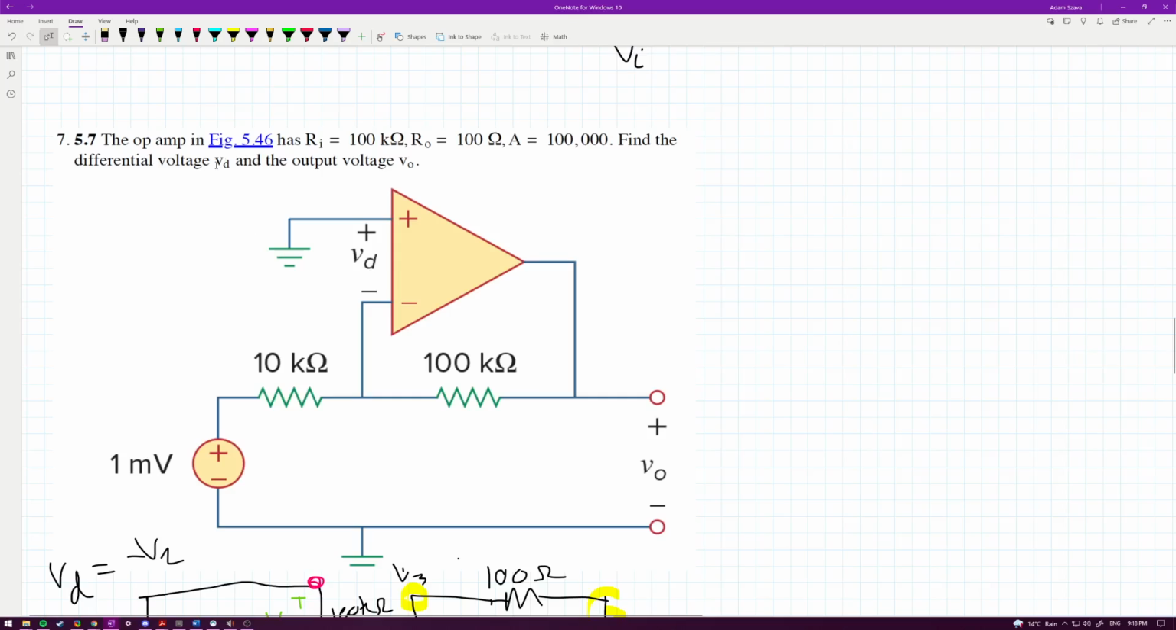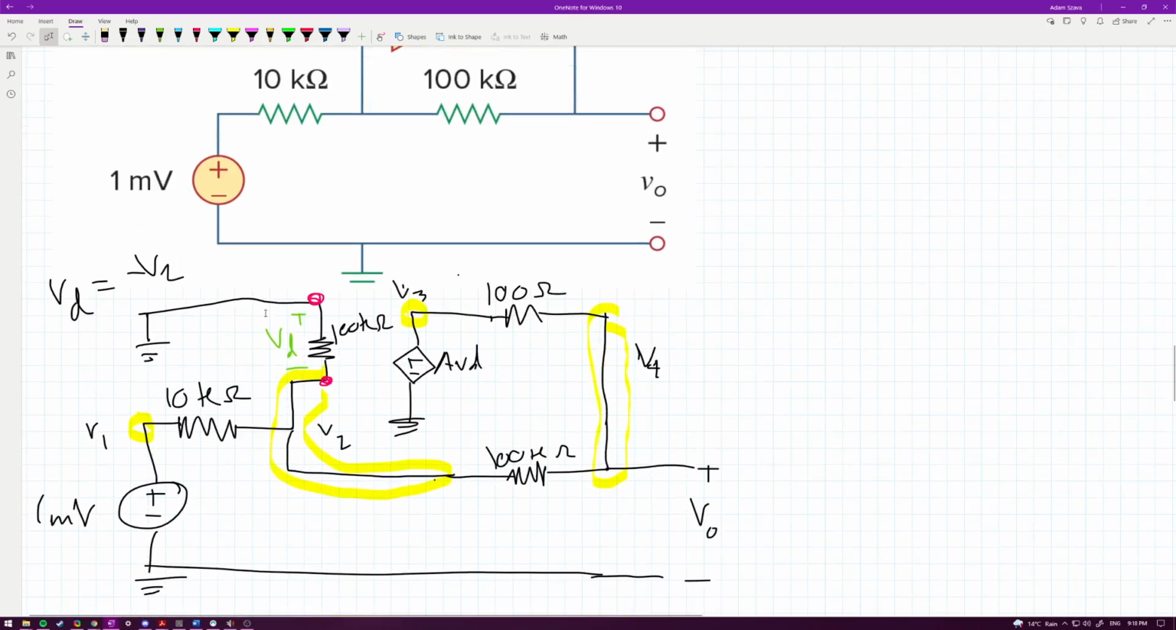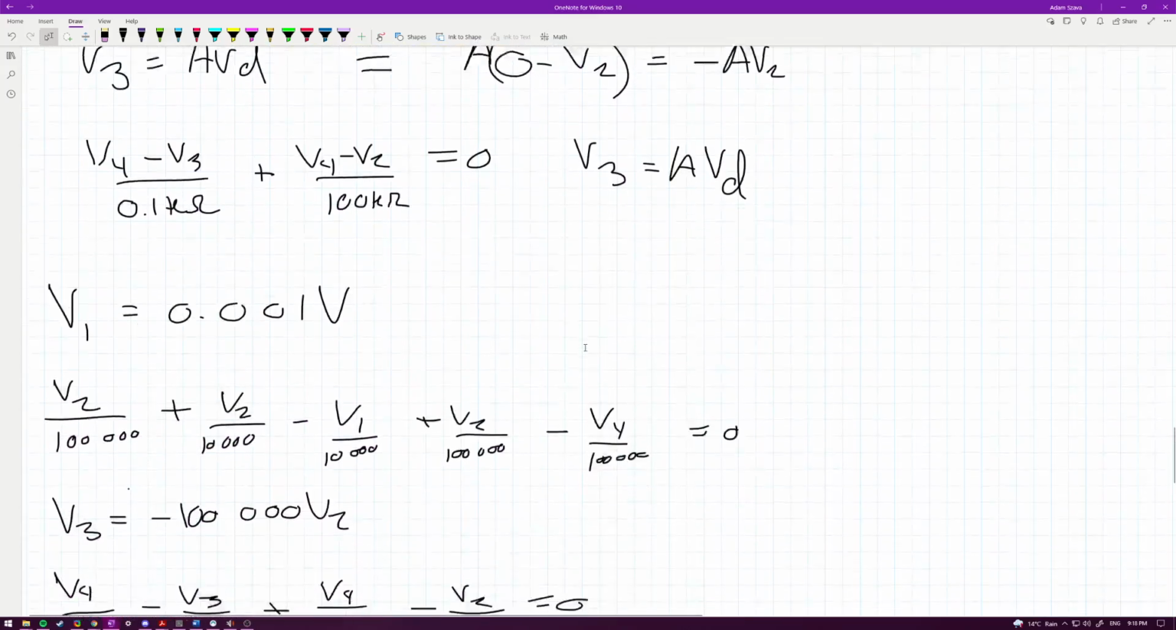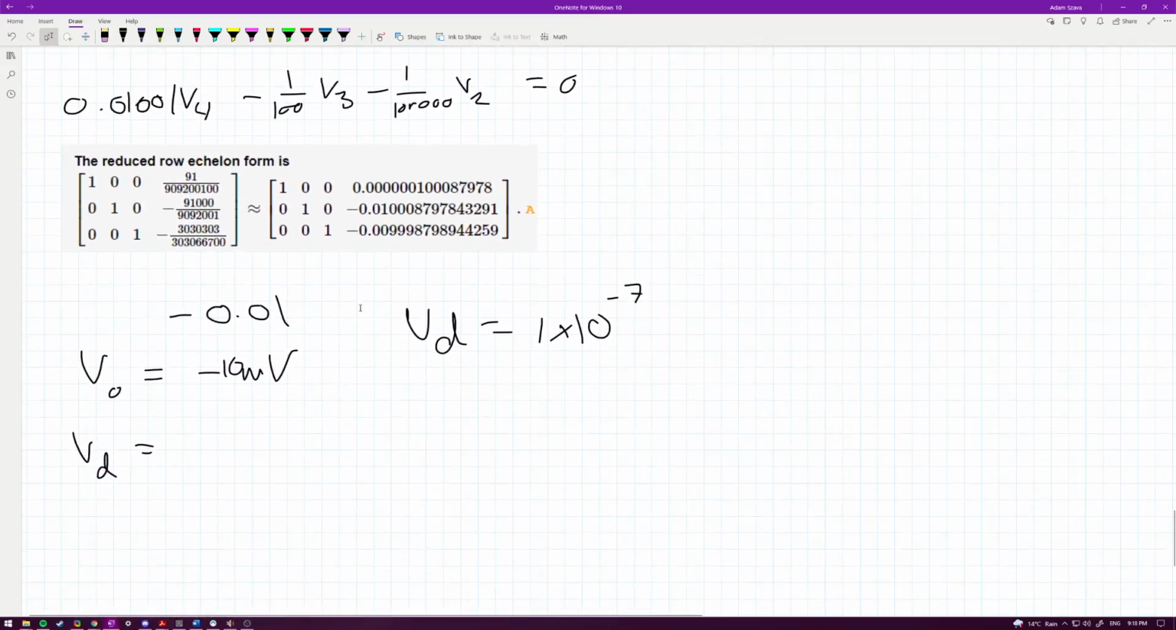My internet died in the middle. Oh, okay. Well, we got the right answer, so that's good. So we start with this. It's a non-ideal op amp, right? So you have to turn it into the resistor model, this whole complicated thing. Then I did nodal to figure out our goal: VD and VO. VO is V4, VD is -V2, and then I just did nodal, but the nodal took a while.